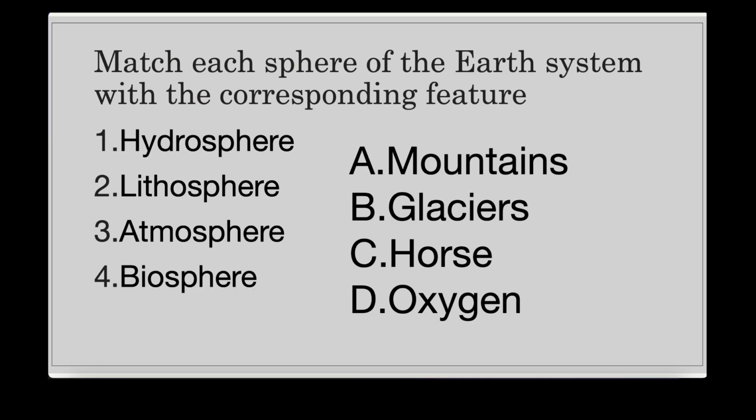So let's do a small exercise here. Match each sphere of the Earth's system with the corresponding features. Hydrosphere. Which could it be? Hydro means water, yes? Glaciers. They are made up of water, yes? Lithosphere. What's lithosphere? The crust of the earth, the hard portion of the earth, yes? That would be the mountains. Atmosphere would be the oxygen. Biosphere. Answer would be the horse, all the living things, yes?